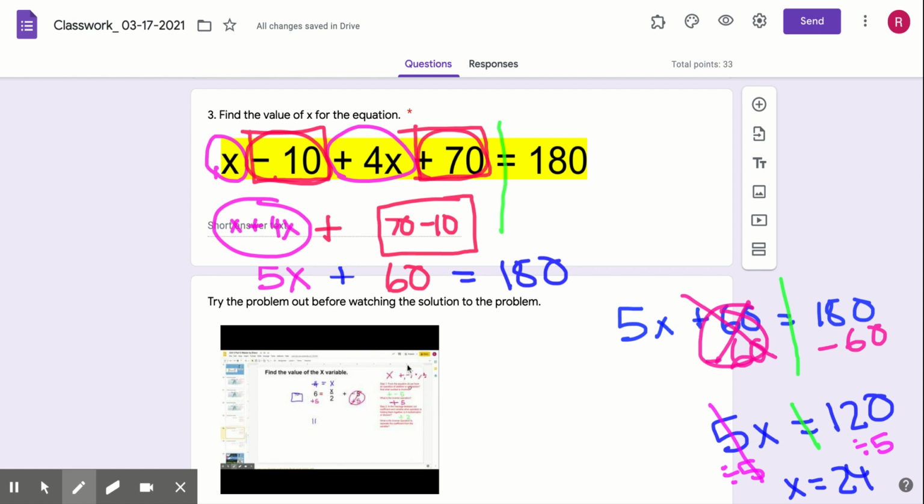Anyways, this concludes the solution to this video. The hard part, the new part, is grouping things that are in the same family before you solve your equation.